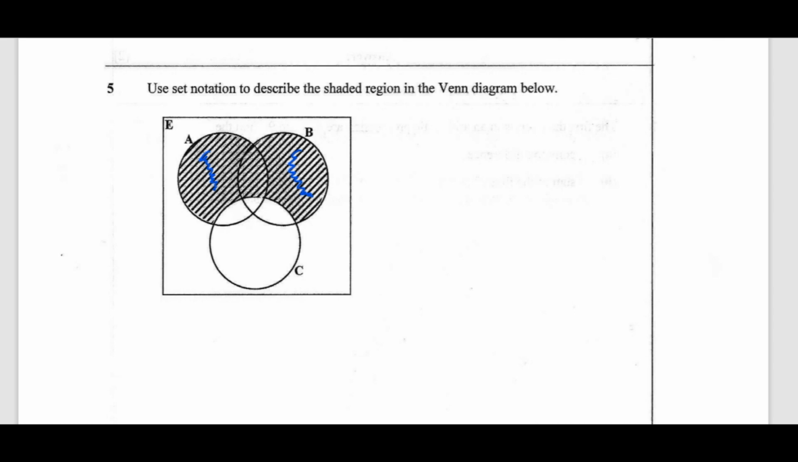Now, how do we describe this? So we can describe this by saying A intersection, or we say A union, sorry. So we would say A union B. So A union B, because this is A, and then we have B there. So this is A union B. So it should be in brackets.